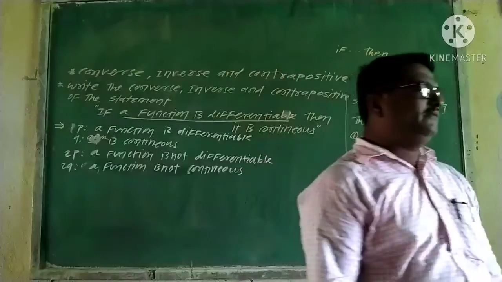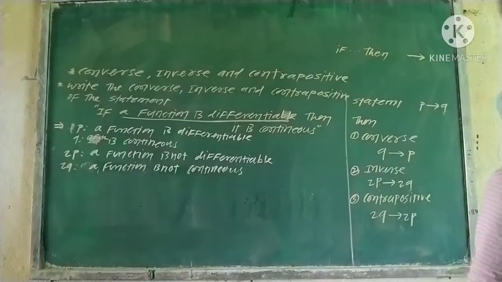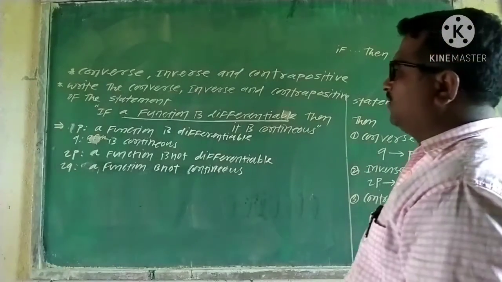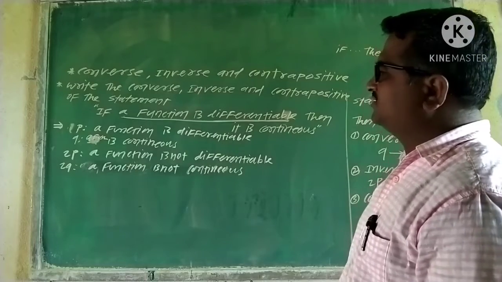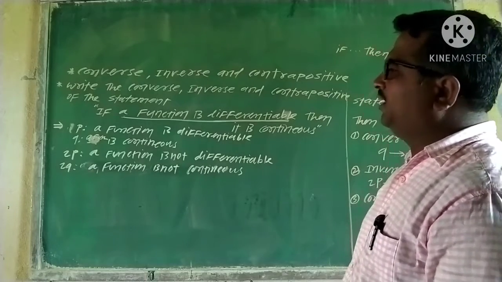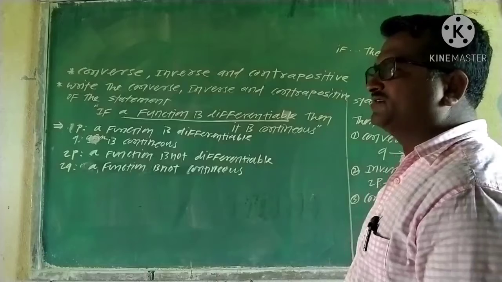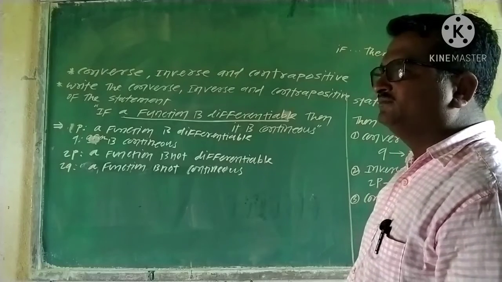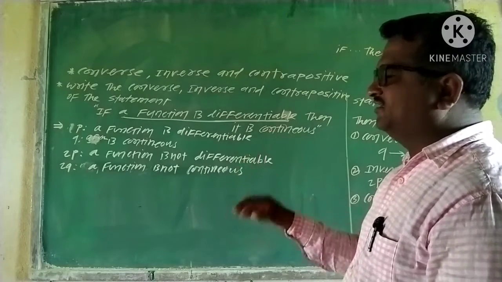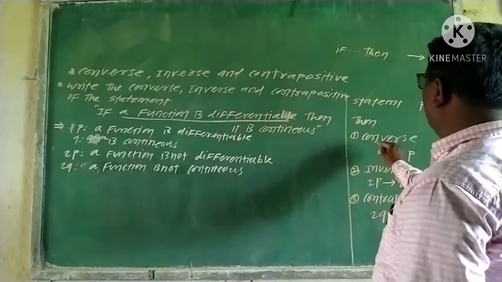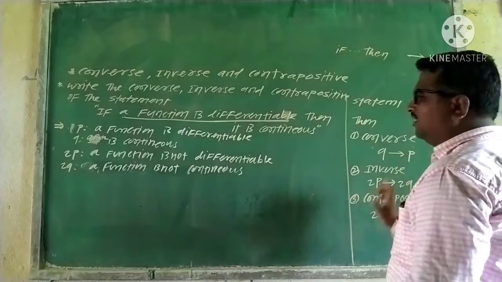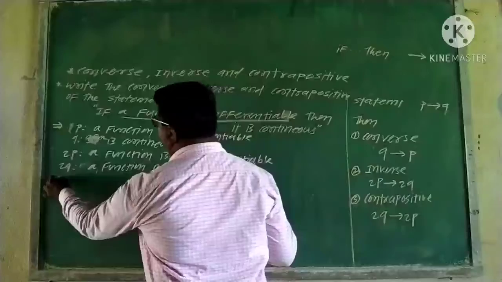Now, the way to write the converse, inverse and contrapositive: firstly we find the given simple statements P and Q. Then we write their negations, negation P and negation Q. Next we write the converse, inverse and contrapositive. First write the converse.